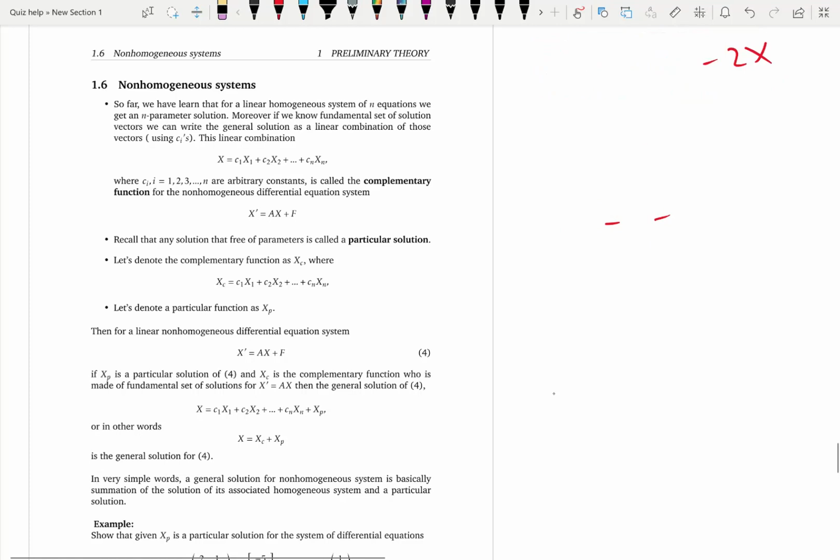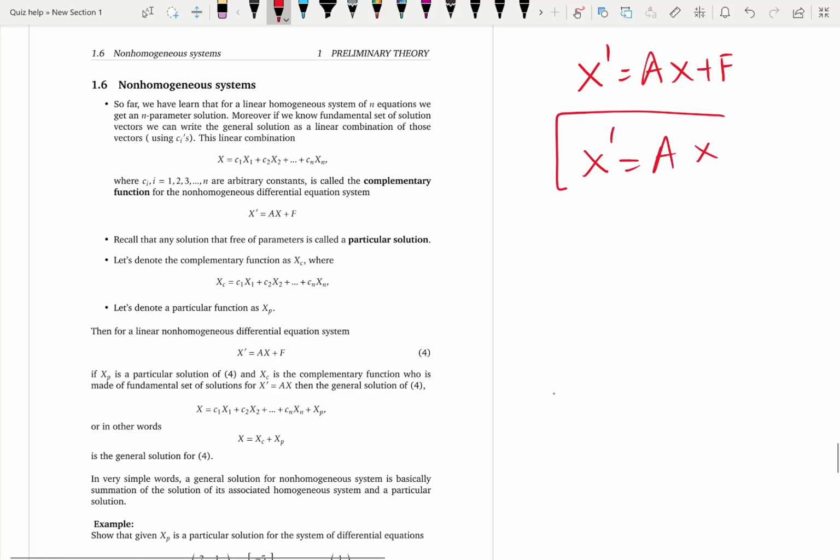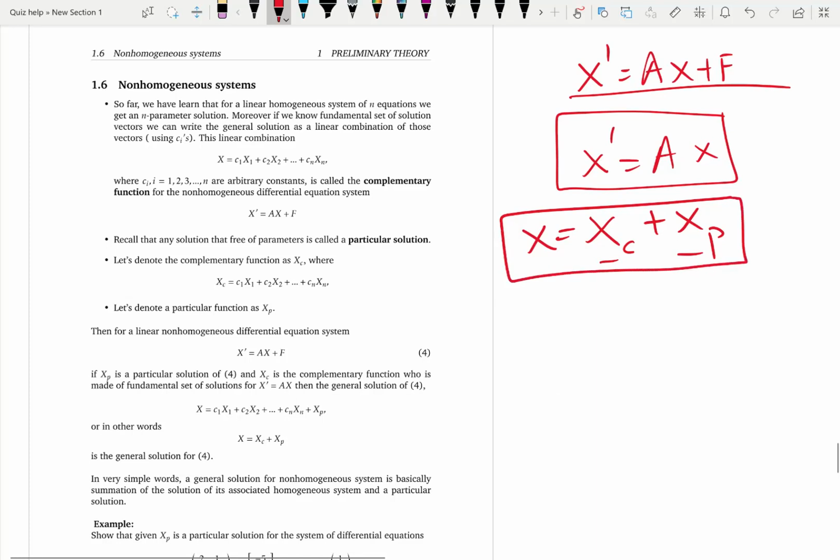Okay, all right, so let's say we have a non-homogeneous system, x prime is equal to Ax plus f. What you first do is solve the homogeneous version of the system, and then you get the complementary solution. Let's call it x sub c. Now you find the particular solution, let's call it x sub p, and you add it to the complementary solution, and then you get the general solution.